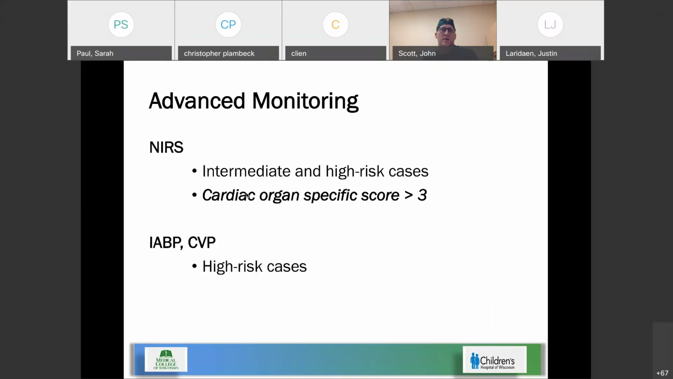In terms of advanced monitoring, we are an institution that deploys NIRS monitoring for most, if not all, intermediate and high-risk cases. In terms of the organ-specific scoring system, which we just referred to on the last page, a threshold for most of us caring for these patients would be a cardiac organ-specific score greater than 3, which suggests significant impairment. And then blood pressure monitoring and CVP monitoring is generally reserved for high-risk cases, but there are certainly intermediate risk cases where these are required as well.